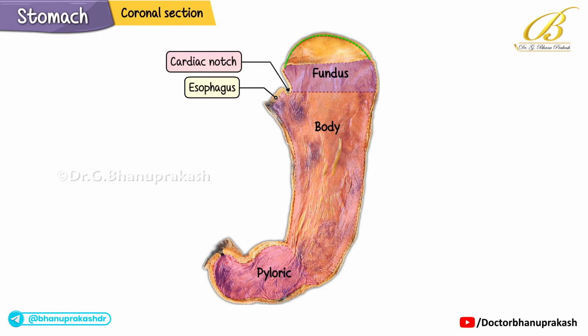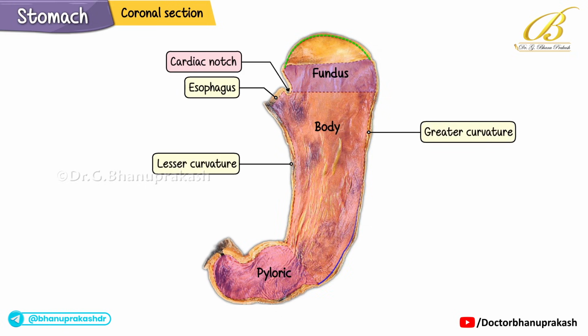On the right side, we can identify the lesser curvature, while on the left side, the greater curvature is visible. At the lower end of the lesser curvature, there is a small indentation known as the incisura angularis. The region between the cardiac notch and the incisura angularis represents the body of the stomach.